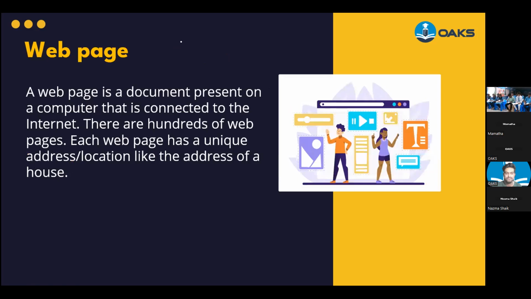Coming up to the web page. What exactly is a web page? A web page is a document present on a computer that is connected to the internet. Whenever I am showing you everything, at last I will show it to you again, what a web browser is and what a web page is, so that you have detailed information. Websites are made of lots and lots of web pages, and websites have lots of information, which is spread across web pages.